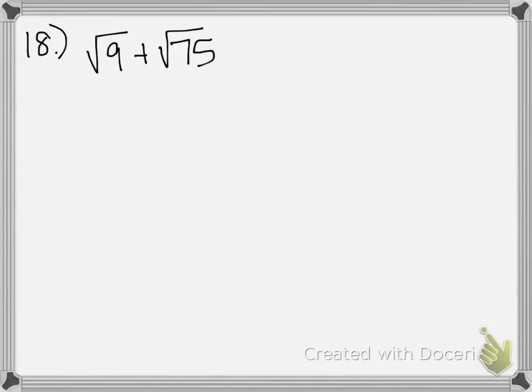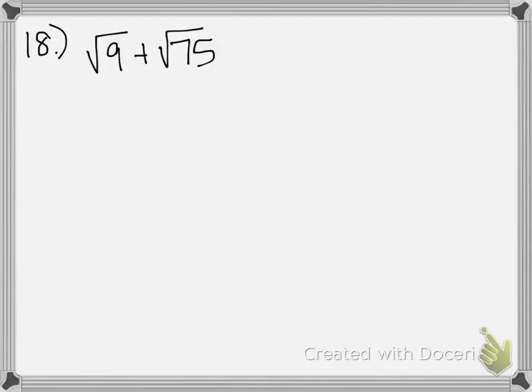I can't say, oh, well, that's the square root of 84. Just add 9 to 75. You can't do that. Because that's really not 75. That's the square root of 75, which is going to be 8 point something. And that's not 9. That's the square root of 9, which is actually 3. So that's why we can't combine them.